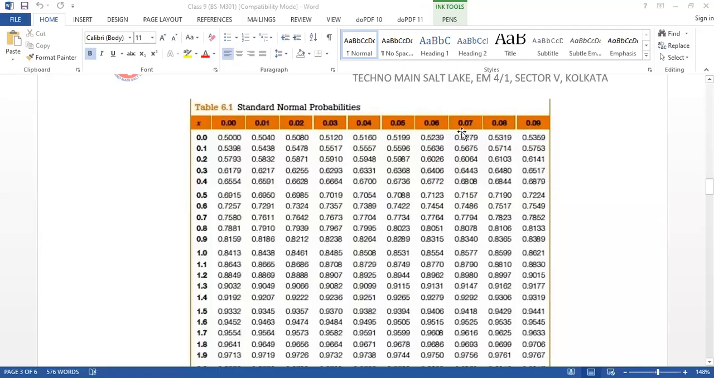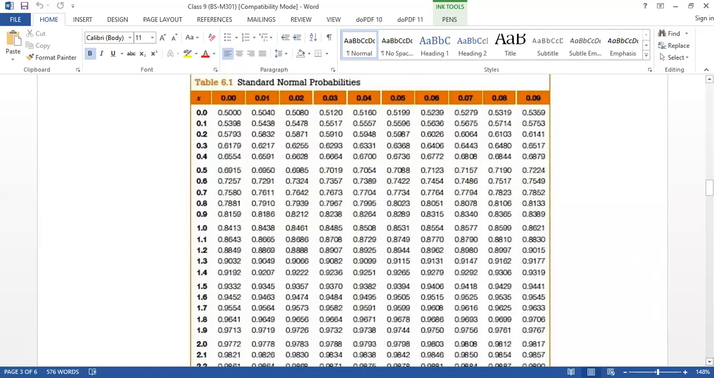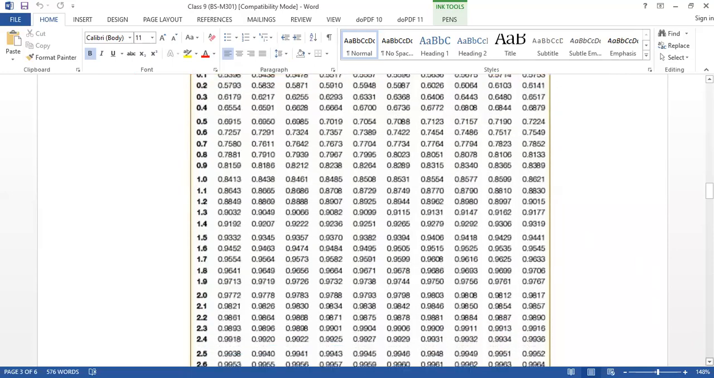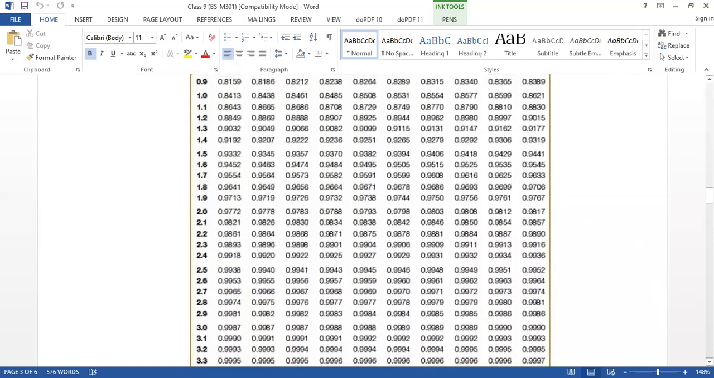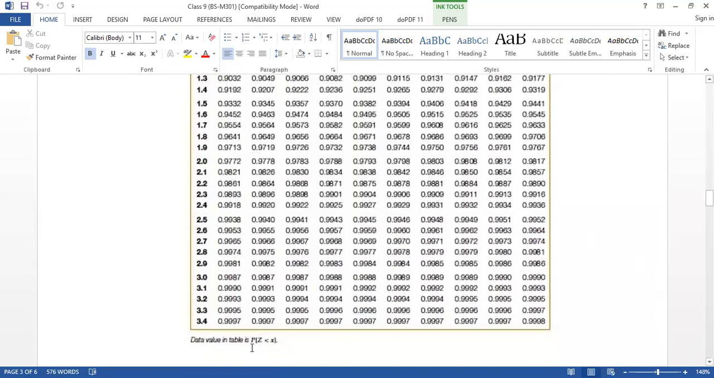I hope you can see the table that I'm presenting to you. This is the table for the standard normal probabilities, and you see what the meaning of this probability is. The meaning of this probability is the following.